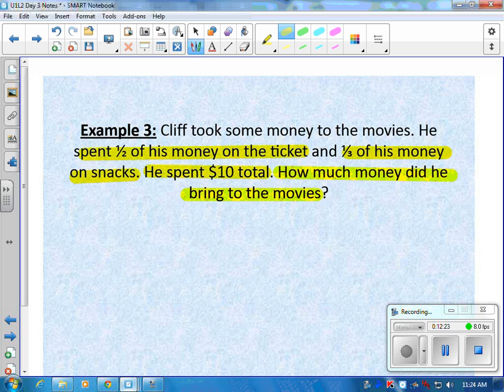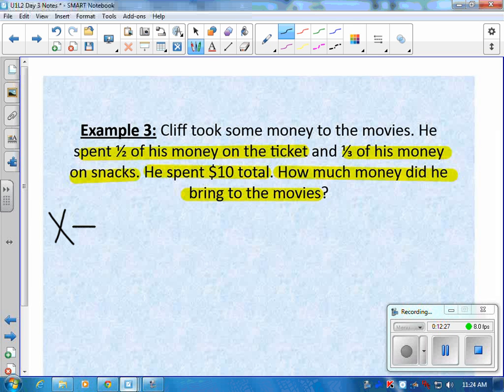All right, so I have my information. I know what question I'm being asked. What's my variable going to represent in this problem? What about the money? Jason? The amount of money that he brought.